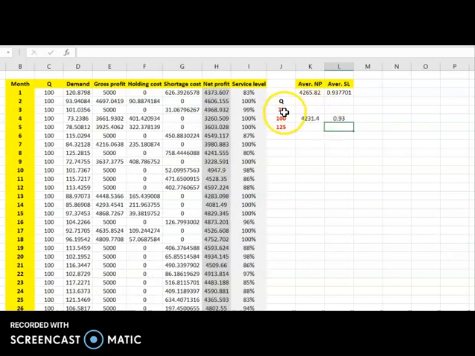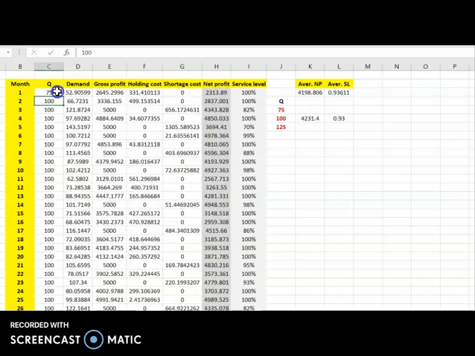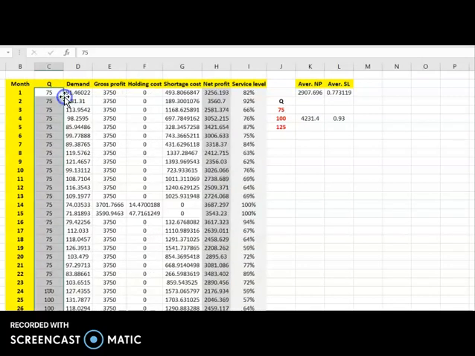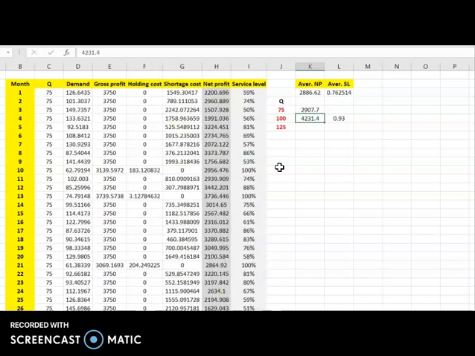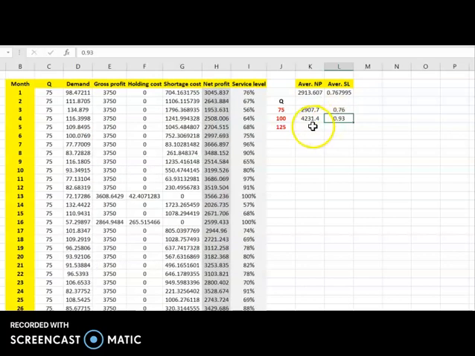The next one we are going to do for 75 and check the answer when Q is 75. Let's see what the average net profit would be. Everything is an average. So you see, obviously, both the average net profit and average service level are lower than the other one. So far, Q100 would be the better option.